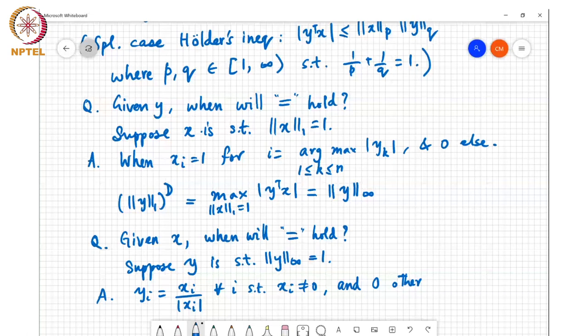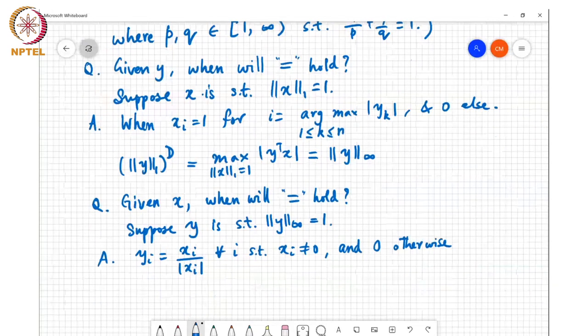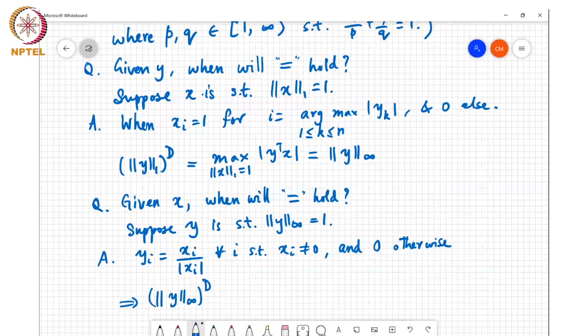I can choose it to be any value less than 1 in magnitude, but because the y infinity norm is bounded by 1, I shouldn't choose an entry of y to be greater than 1, but I can choose it to be 0 otherwise. Then this implies the y infinity norm, the dual norm, which is equal to the max over all x such that the x infinity norm equals 1 of mod y transpose x.